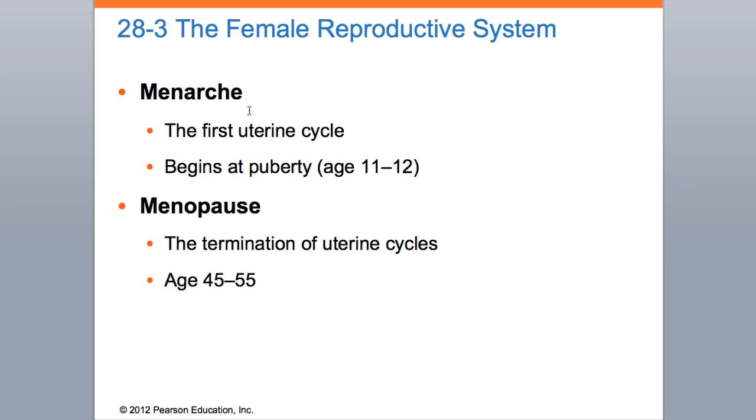You have menarche, that's when it starts, and then you have menopause, when it typically starts to slow down and end. So 45, 55. And in some countries, puberty starts early. Some countries, puberty starts later. So menarche and menopause. Next slide.